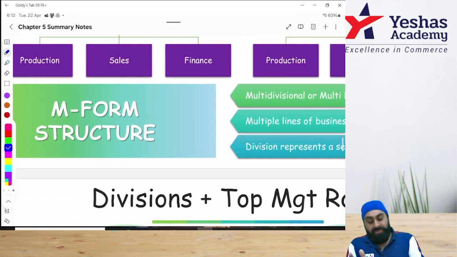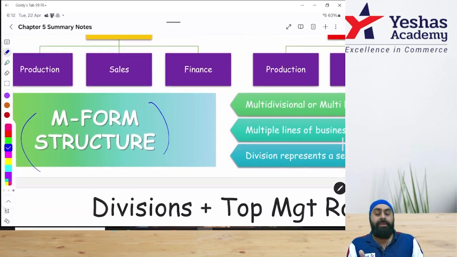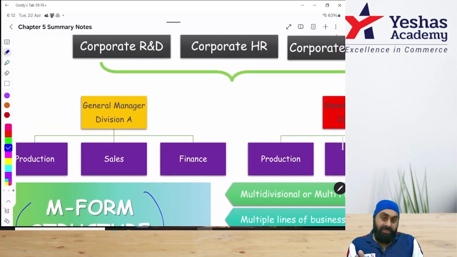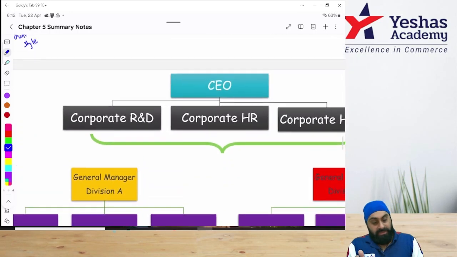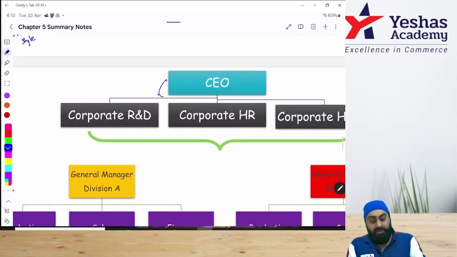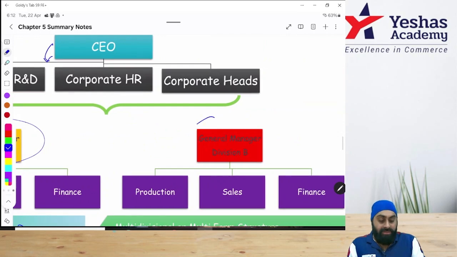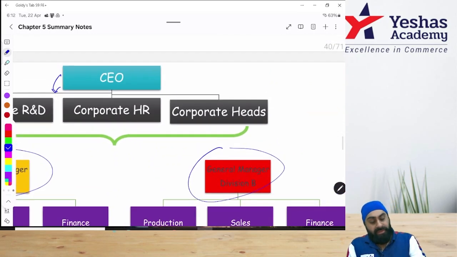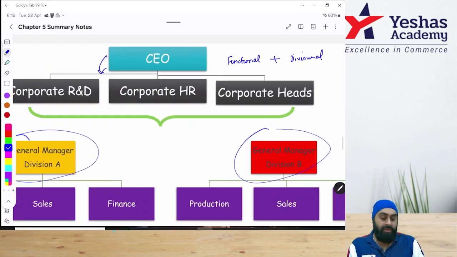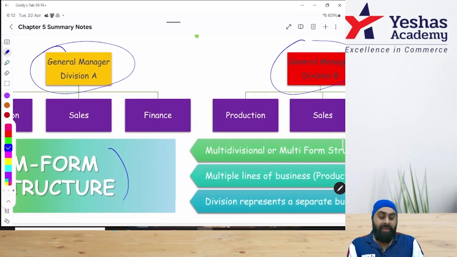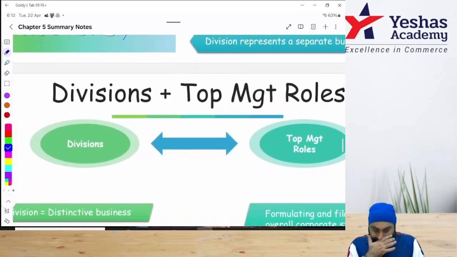Now, M-form structure is a hybrid of divisional structure and functional structure. In functional structure, there were 2 levels and then there was division. It's just a combination of functional plus divisional structure. Together, it is called M-form structure.